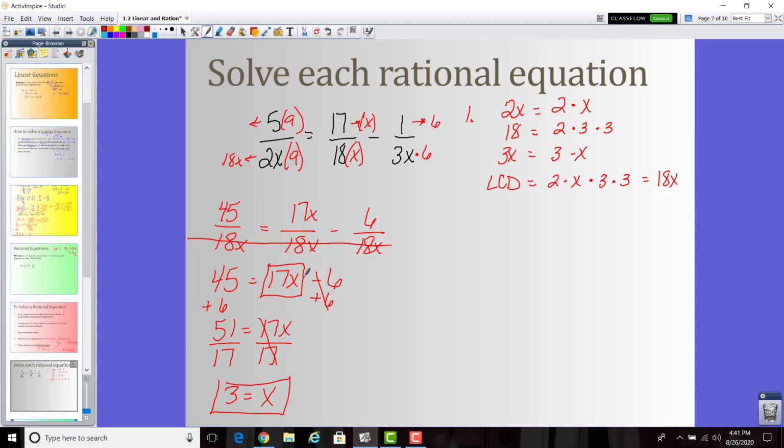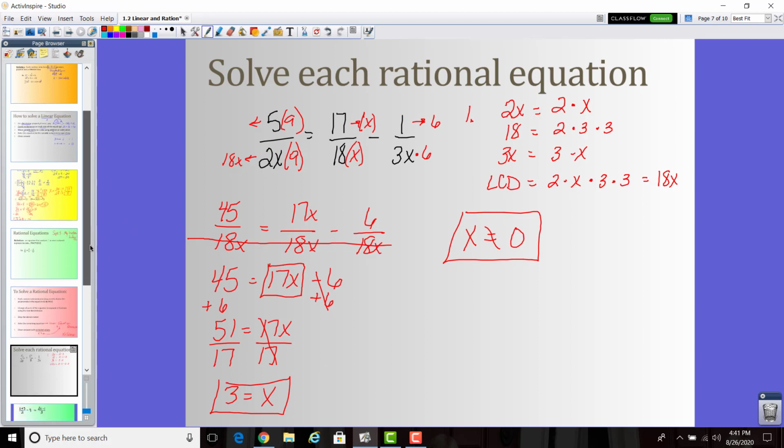Now, if we go back up to my original problem, I do have some excluded values. In this denominator of 2x, if I plugged in a 0, 2 times 0 would give me 0. Same thing here. So my only excluded value is that x equals 0. Since this doesn't match, we are hoping that that will work. You could check your answer by plugging it into your x's and make sure that both sides are equal.